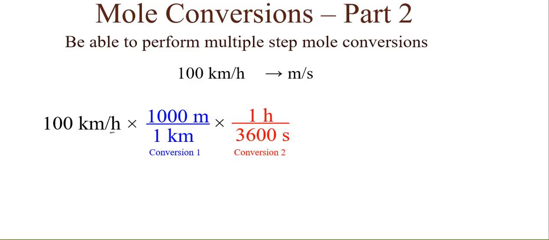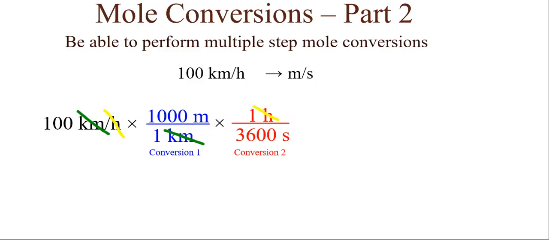You have to convert your time. So this is a per hour. So technically this hour is in the denominator. In order to get rid of the hour, you have to have an hour in the numerator in your second conversion. And then you have to replace it with 3,600 seconds because there's 3,600 seconds for every 1 hour. That will be your second conversion.